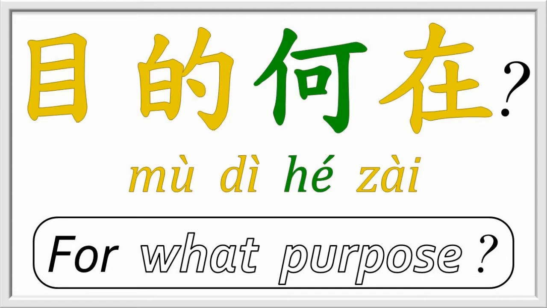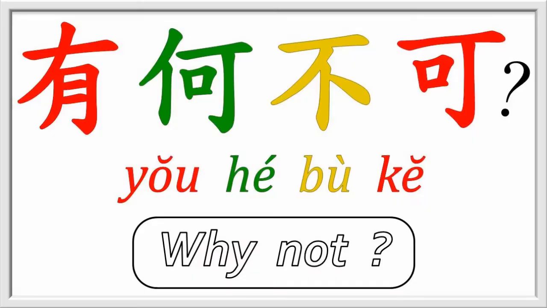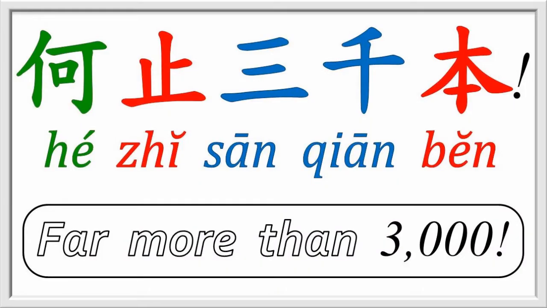where, how, and why. As for questions, there are plenty, beginning with 目的何在? What is the purpose of doing this? For what purpose? 有何不可? Why not? Literally, what is there that does not allow this? 何止3000本? Far more than 3,000 copies. Literally, why stop at 3,000? It's far more than that.